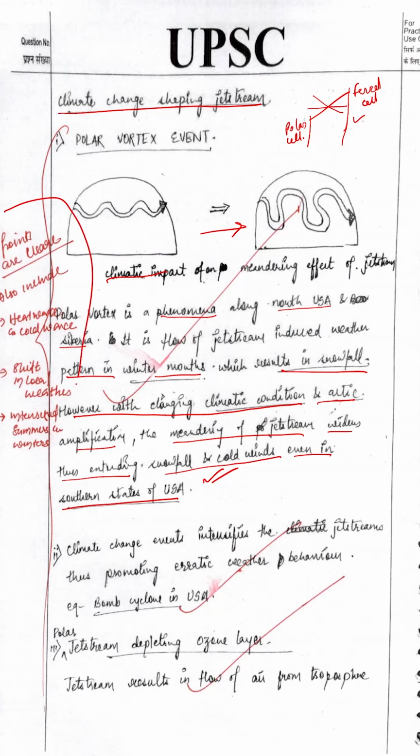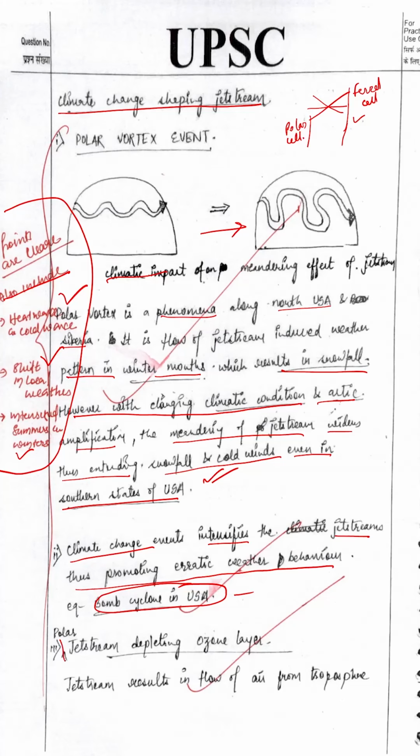As we can see, the examiner has seen all these points, and the examiner has said that the inclusion of heat wave and cold wave, the shift in the local weather pattern, then the intensified summer and winter conditions should also be included here. Then the next point is that climate change intensifies the jet streams, thus promoting erratic weather behavior. For example, the bomb cyclone in the USA, which also had the influence of the jet stream, resulting in the formation of a low pressure system, which actually occurred because of the presence of the jet stream.